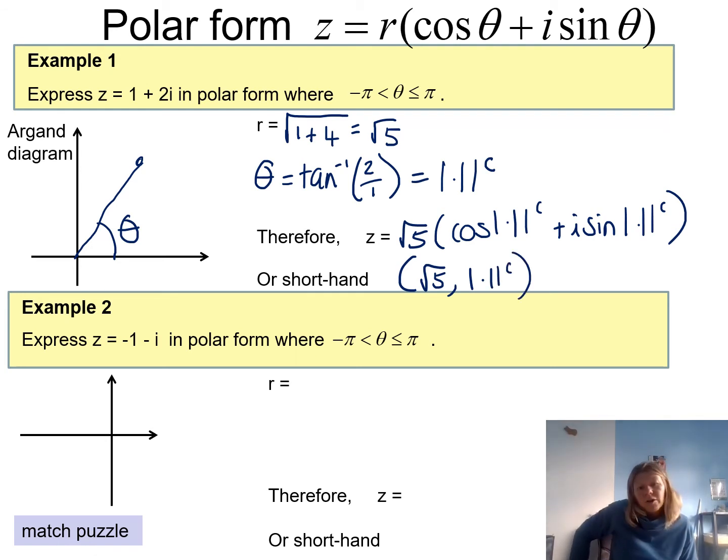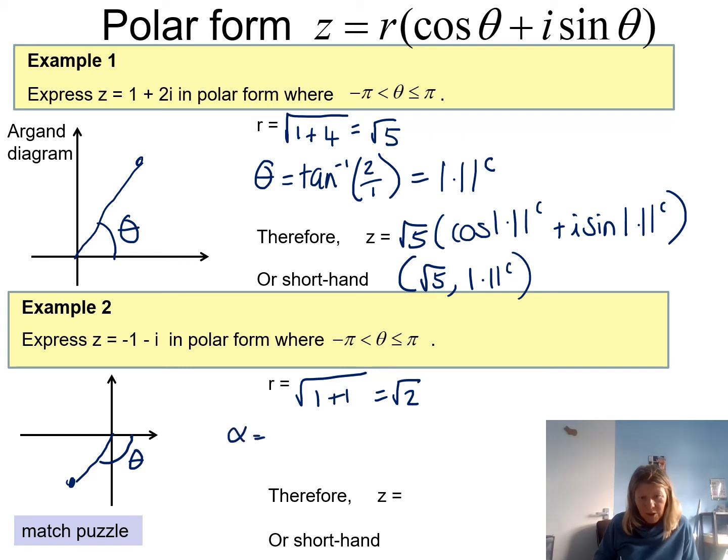Next question, minus 1 minus i. On the diagram, minus 1 minus i is a dot there. So it's an obtuse angle this time, measured from the positive x-axis. The square rooting is just the same: 1 squared plus 1 squared is root 2. If I call it alpha first, alpha would be tan to the minus 1 of b over a, keeping everything positive, 1 over 1. That comes out at 45 degrees, or pi by 4.